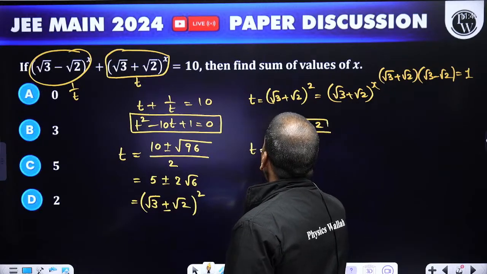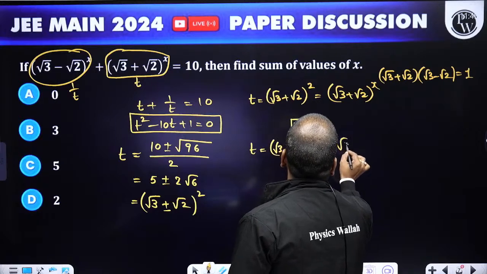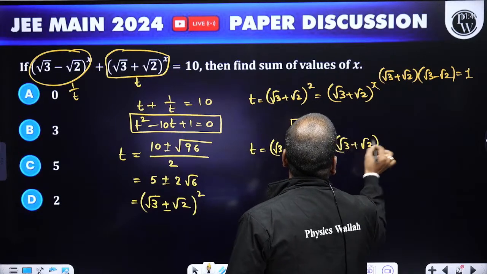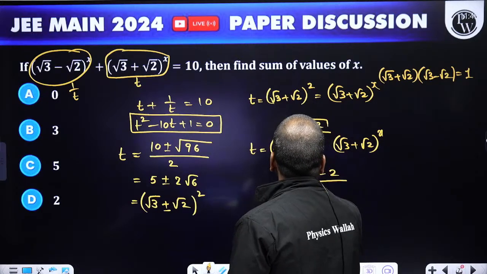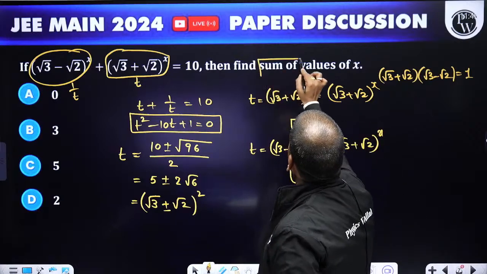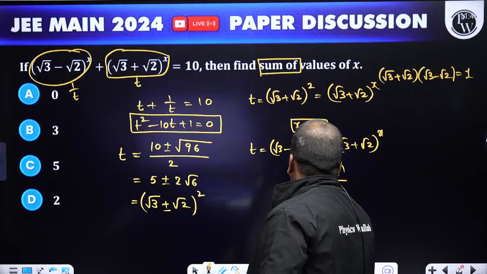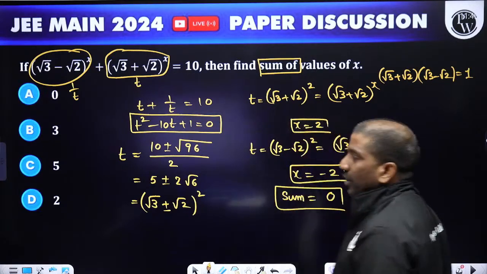Next, if t is root 3 minus root 2 whole square, which is equal to root 3 plus root 2 power x. As it is a reciprocal, x is equal to minus 2. So the roots are 2 and minus 2, but they are asking for the sum of the roots. Sum is equal to 0. So that's what the question is.